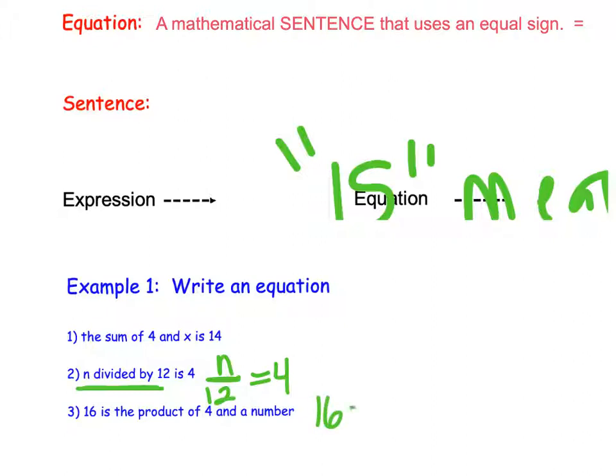You can put it on the left side if you want. 16 is the product of, and so I know I'm multiplying 4 and a number. So you might have written it this way. You can switch the sides, the left and right sides of the equal sign. That doesn't matter. You could maybe write it without that dot indicating multiplication. So 4n is 16 is another way of writing it. And it doesn't matter, whatever you prefer.